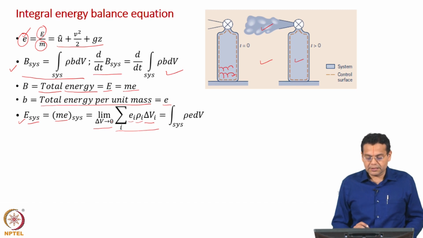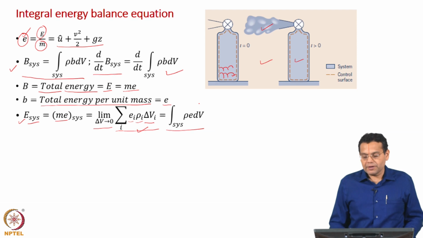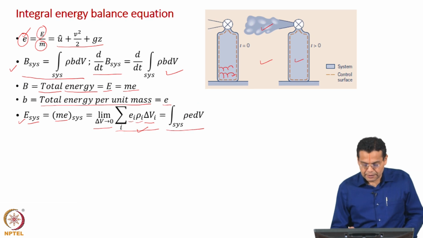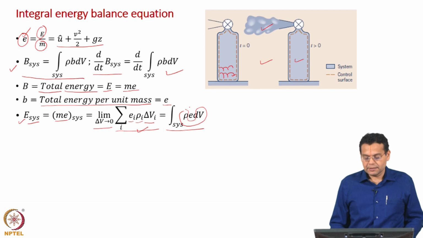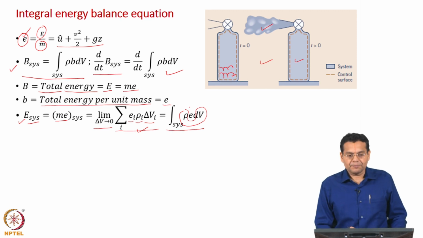So, in this limit we can express the summation as this integral. What this means is, you are allowing for variation of density and the energy within the system, and rho into dV is the mass and e is the energy per unit mass. So, when you integrate you get the total energy of the system.